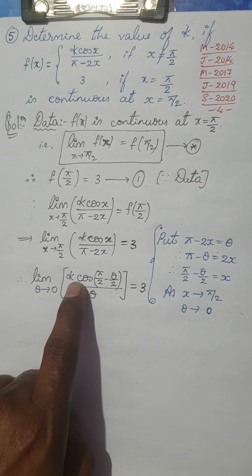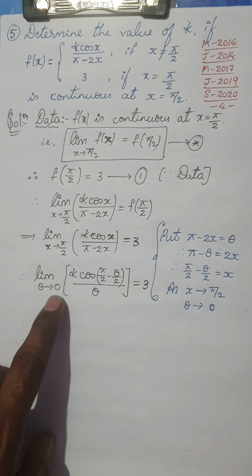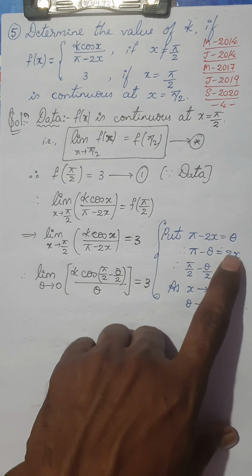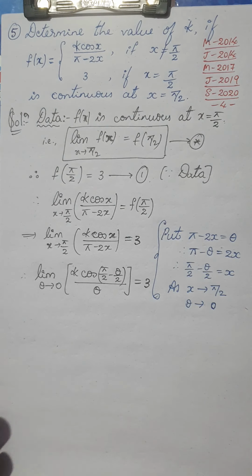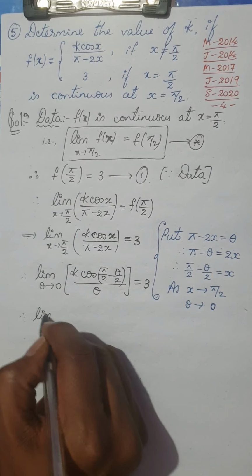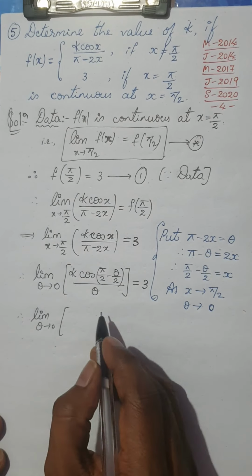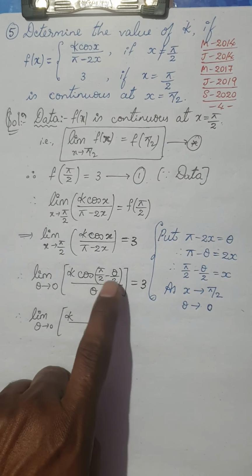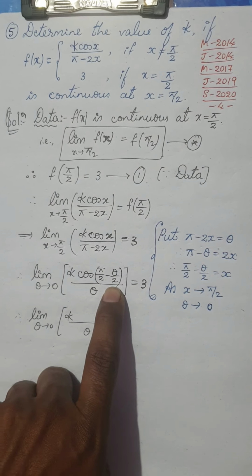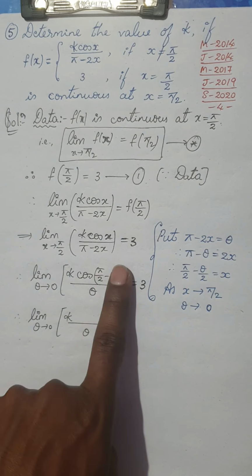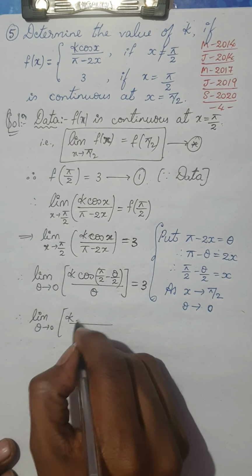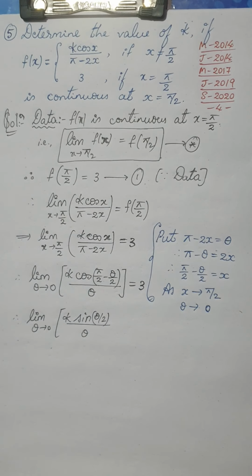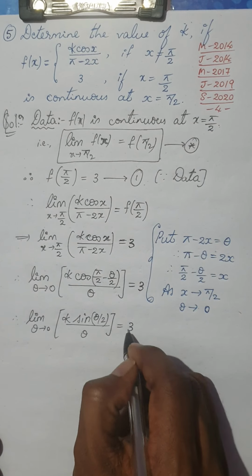So the limit as x tends to pi by 2 becomes theta tends to 0. Denominator is theta. On the right hand side there is no change. k cos, in place of x I have taken pi by 2 minus theta by 2. Therefore, limit as theta tends to 0, denominator I have theta, here I have k. Now what is cos of 90 minus theta? For some time, consider this as theta. Cos of 90 minus theta, we know, is sine theta. So cos of 90 minus theta by 2 becomes sine theta by 2. Is it clear? This is nothing but 3.